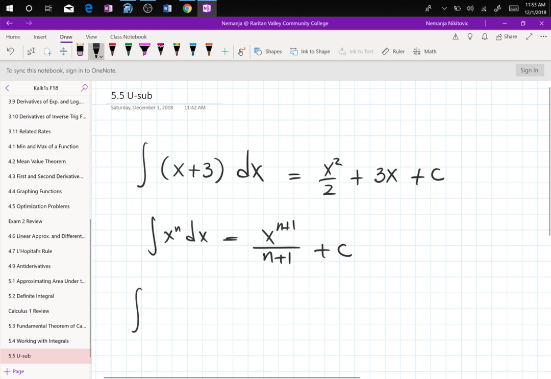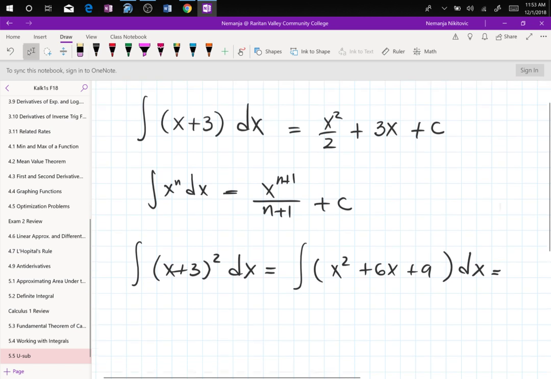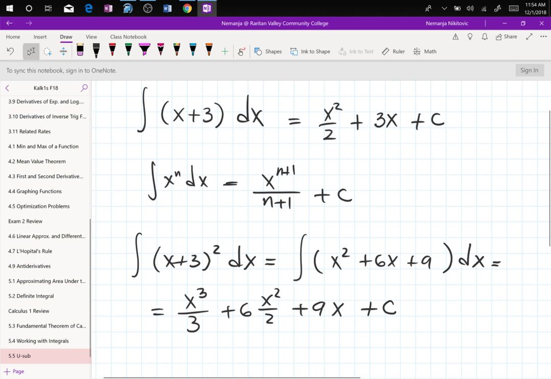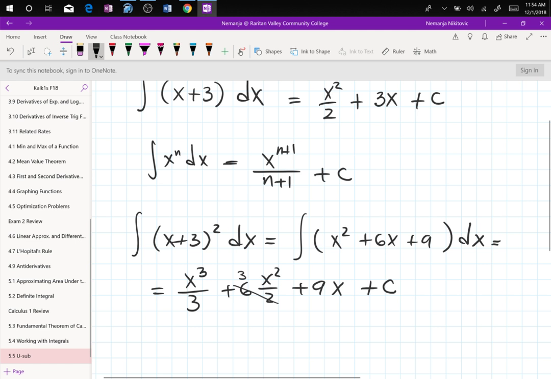Also in 4.9, we had a problem similar to this, when this was squared. And the way we dealt with it is we said, well, FOIL it, and then integrate each one separately. So we had x squared plus 6x plus 9 dx. And then when we integrate x squared, we go plus 1, right? So x cubed over 3, plus 6 times x squared over 2, plus 9x, plus c at the end. So you either have limits, and you get a number at the end, or you don't have limits, and you get plus c.